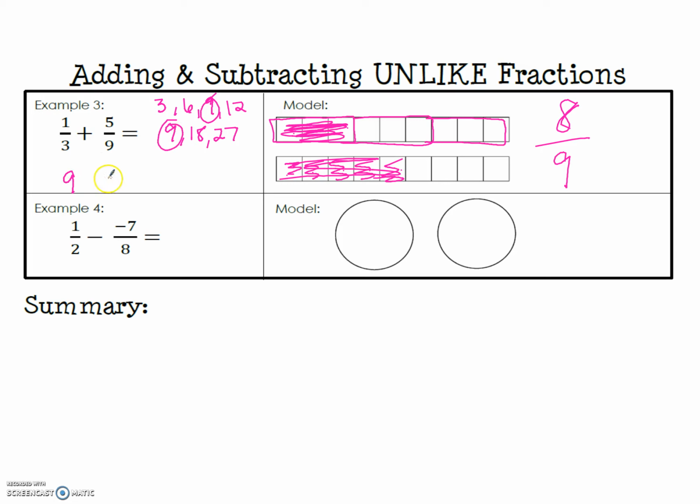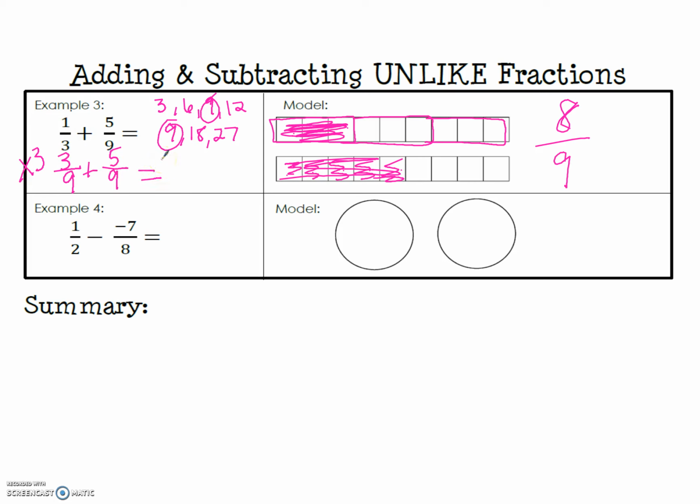So we want to get both of them into 9. So notice our second one is already there. So let's look at the first one. How did we get from 3 to 9? Well, we multiplied by 3. So if I multiply the denominator by 3, I have to multiply the numerator by 3. So 1 times 3 is 3.